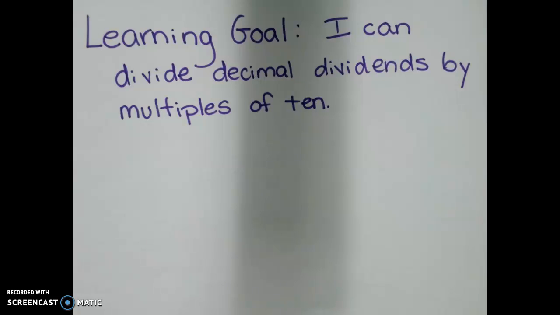Happy Tuesday, everybody. So today's learning goal is I can divide decimal dividends by multiples of 10. What does that mean? It means the number I'm dividing, the number that would go inside that division house, if you want to call it that, is going to be a decimal number. So let's take a look at how this works when we divide those numbers by multiples of 10.